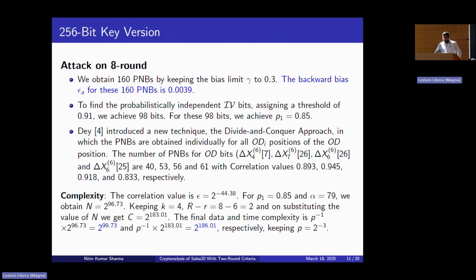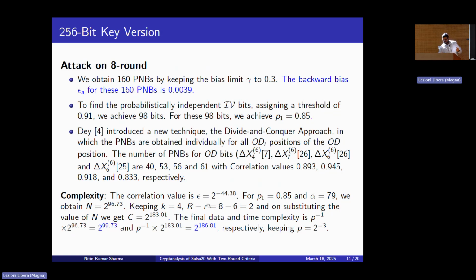So what we have done for 8 round, we have obtained 160 PNBs. The epsilon A value for the XOR part is 0.0039. And then I've explained the PNB IV bits idea. We got 98 such bits, and the value of P1 is 0.85. That will directly insert in the N value. And for each OD bit, as you can see, there are 4. So there are 4 correlation values: epsilon 1, epsilon 2, epsilon 3, epsilon 4. And the complexity formulation as given in equation number 3, we have obtained.